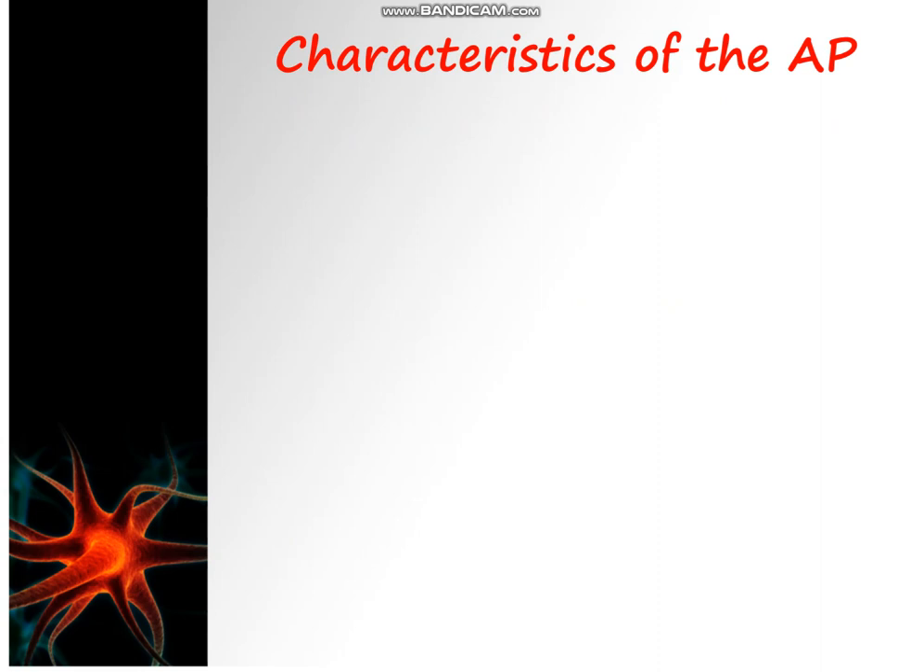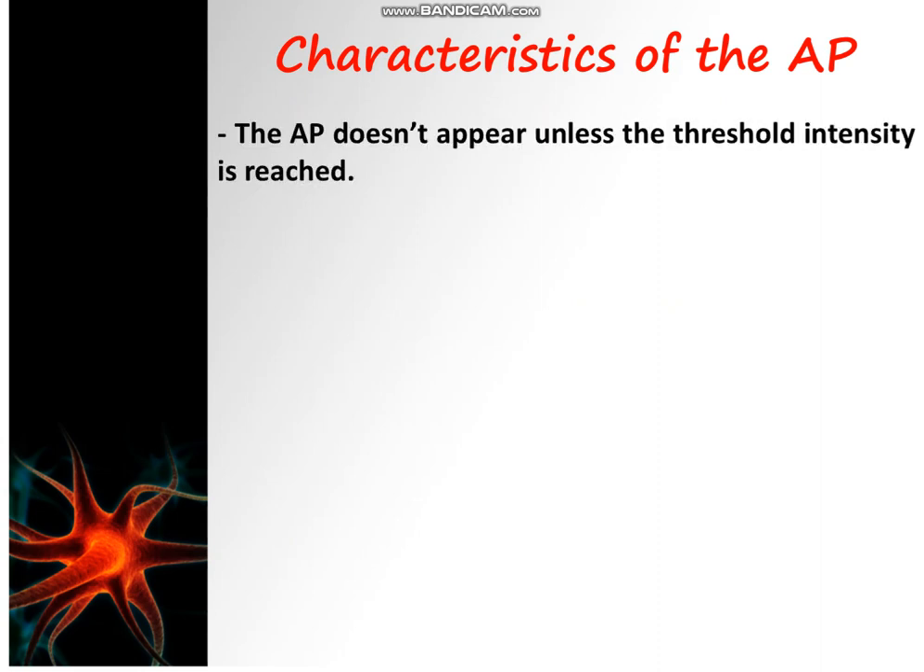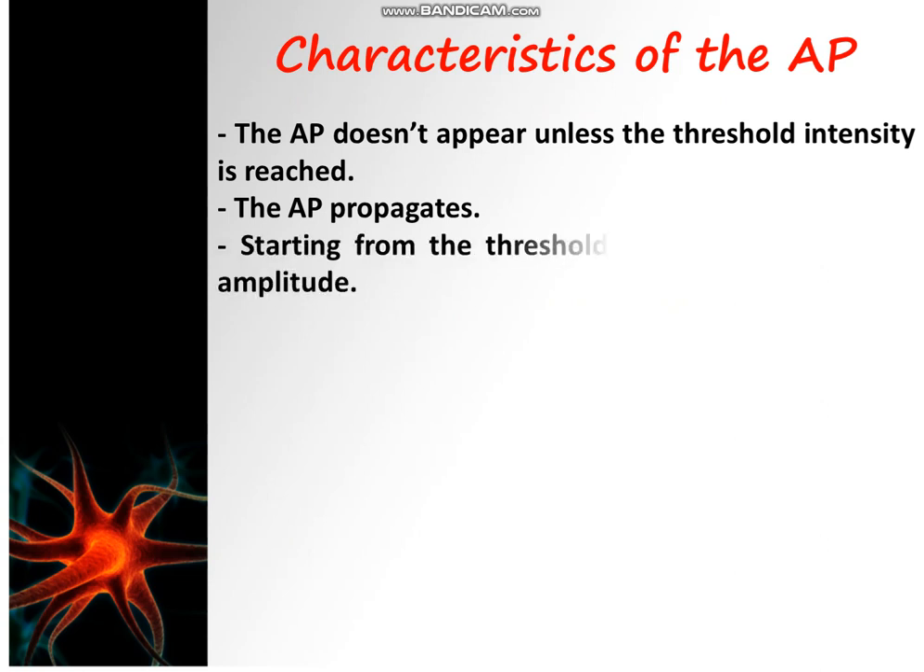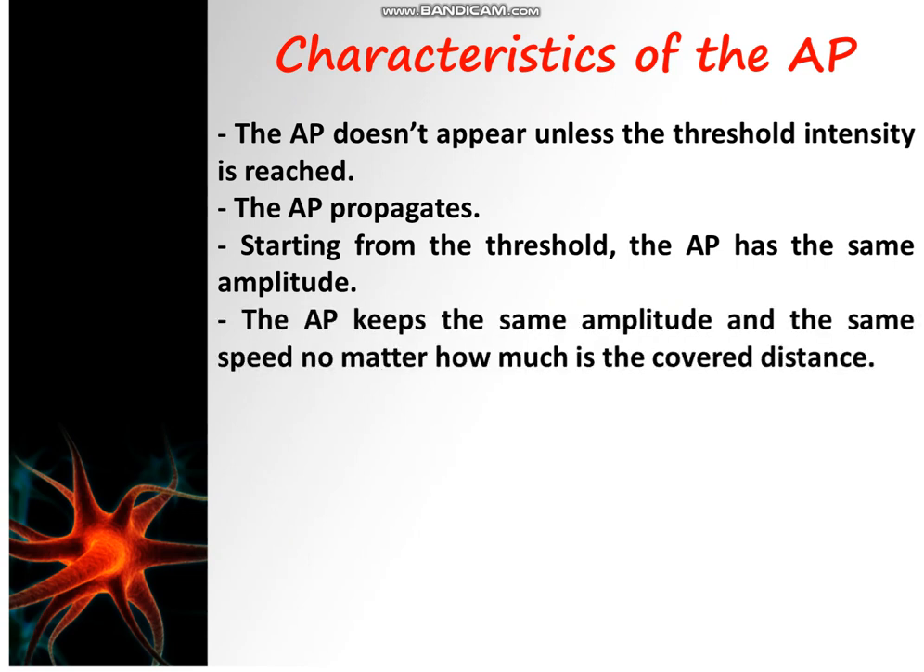Finally, what are the characteristics of the action potential? First, the action potential doesn't appear unless the threshold intensity is reached. Second, the action potential is able to propagate along the axon. Third, starting from the threshold, the action potential has the same amplitude. And finally, the action potential keeps the same amplitude and the same speed no matter how much is the covered distance.